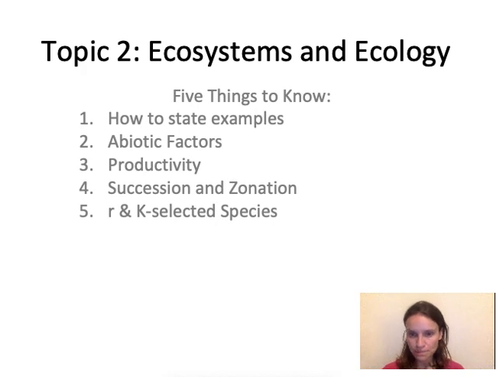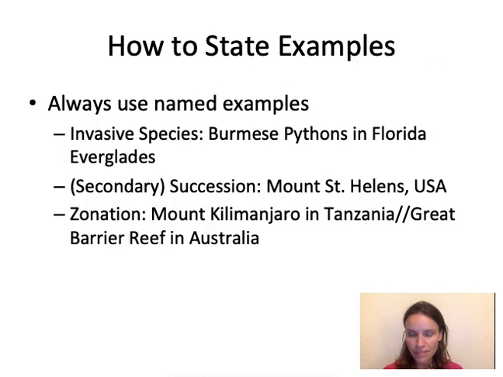So let's get started. The first thing you should definitely know how to do when it comes to topic 2 is how to state examples. And the IB syllabus is really specific about having you state examples in as much detail as you can possibly provide. So there are some questions where if you answer them with a general animal name and don't give a specific species, the IB board won't give you the point. So I've given here 3 examples of things they might ask for that are good known named examples to just have in your pocket.